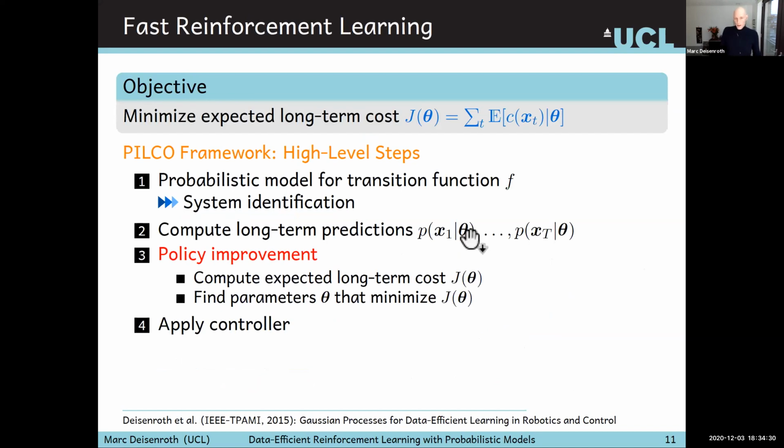Now, assume we now know how to do these kinds of approximate predictions. Now let's think about how to improve the policy. This is split into two steps. First, we compute the expected long-term cost, which is the blue term up here. And then we find parameters that minimize this cost.